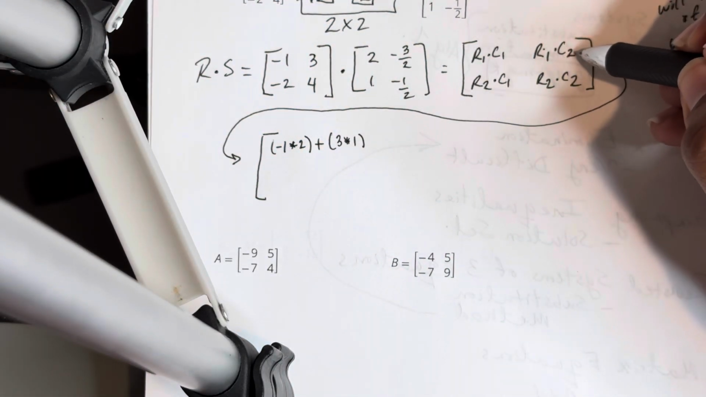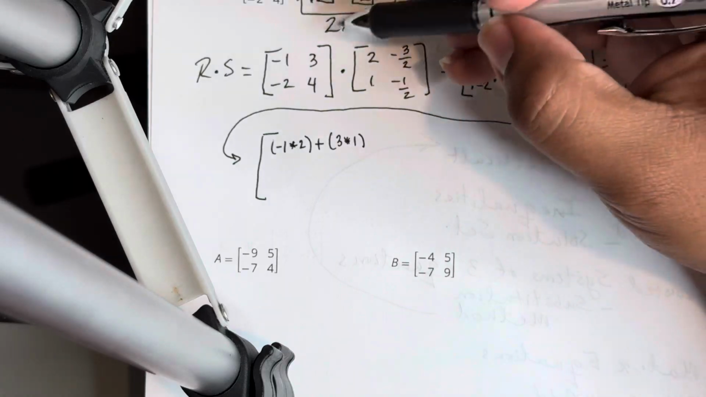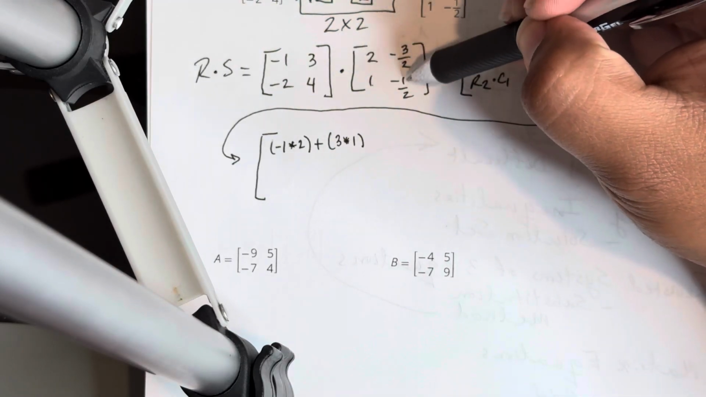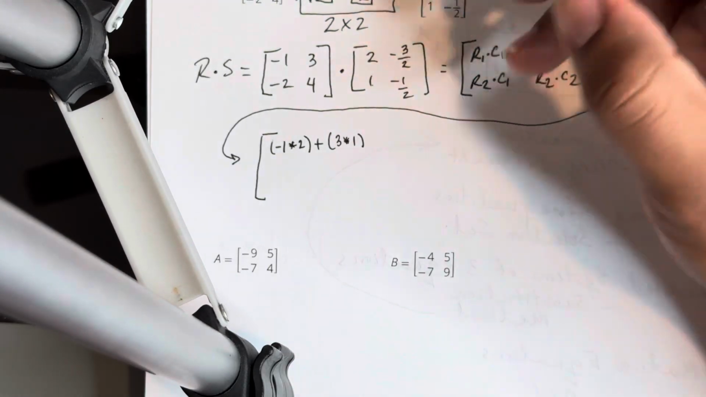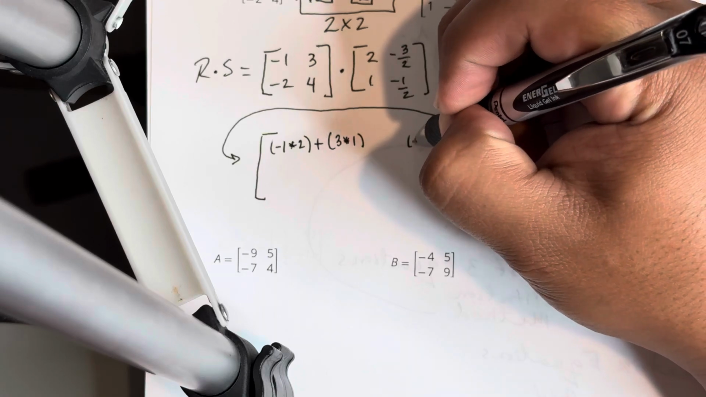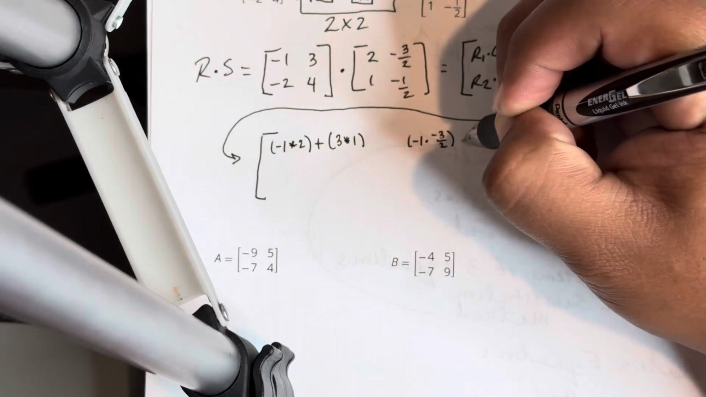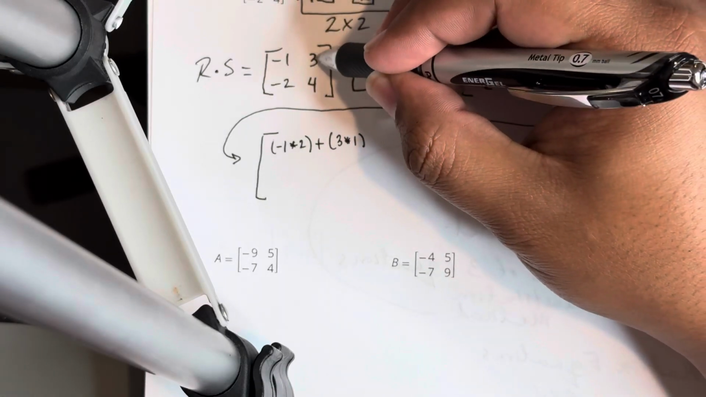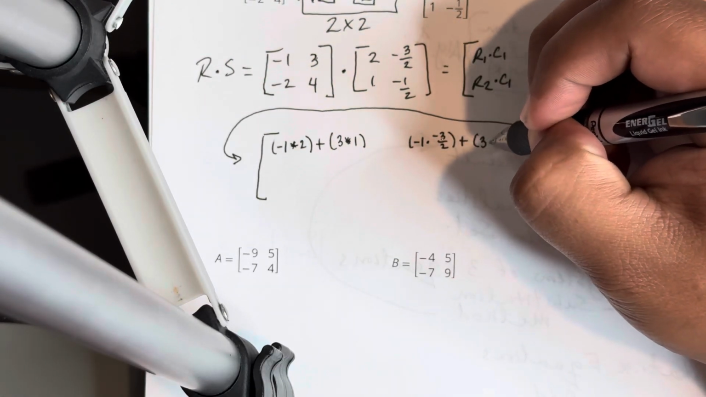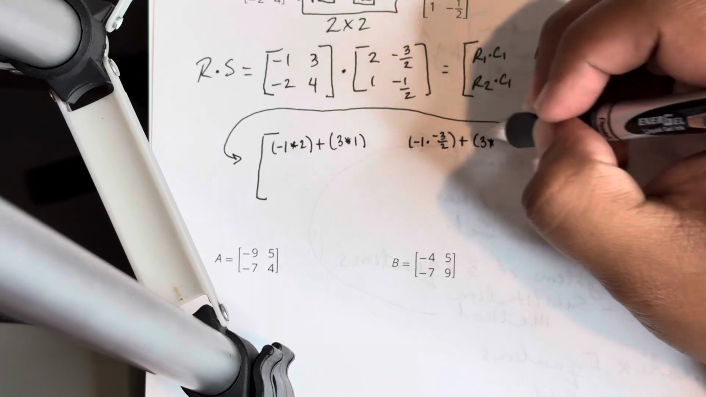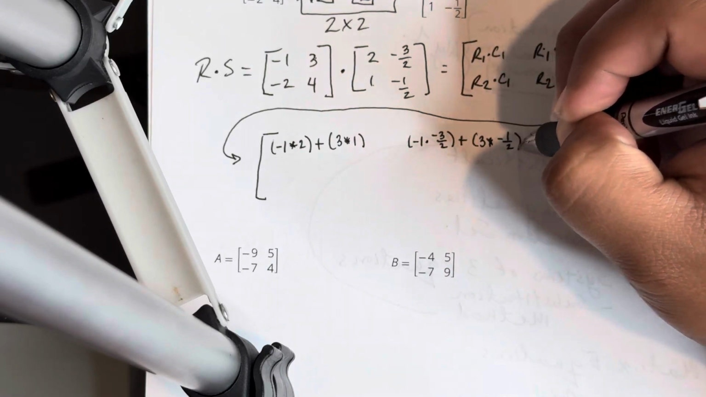I'm going to do row 1, column 2. Row 1 times column 2: -1 times -3 over 2 plus 3 times -1 over 2.